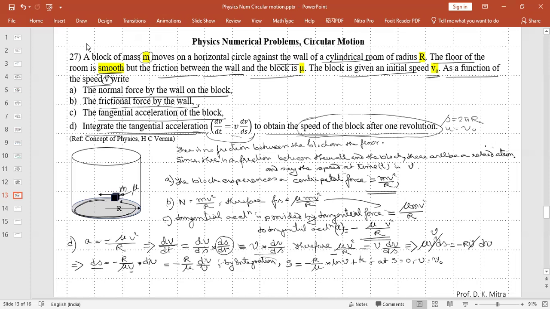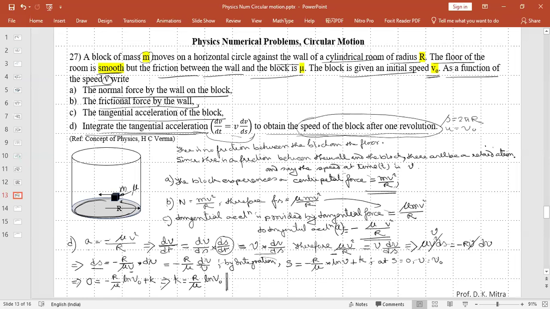So if we put this value here, therefore 0 is equal to minus r upon mu, natural log of v0 plus constant k. From this we find constant k is equal to r upon mu, natural log of v0. This is one conclusion.